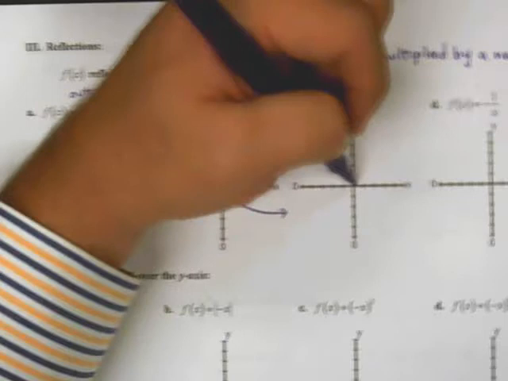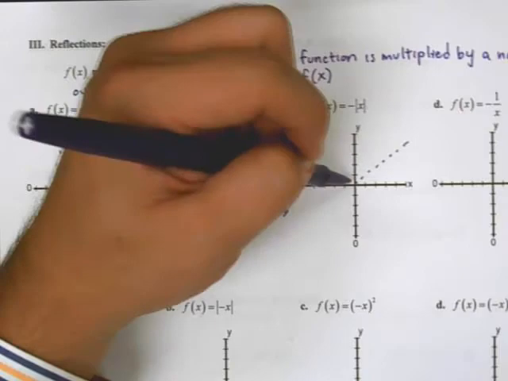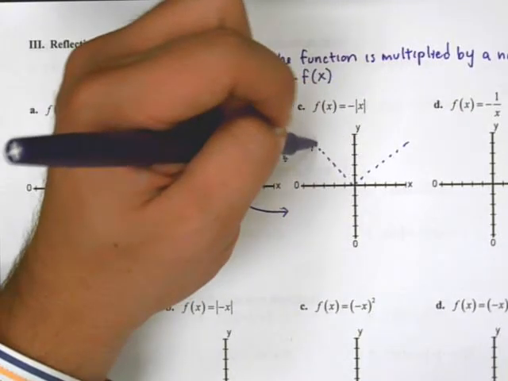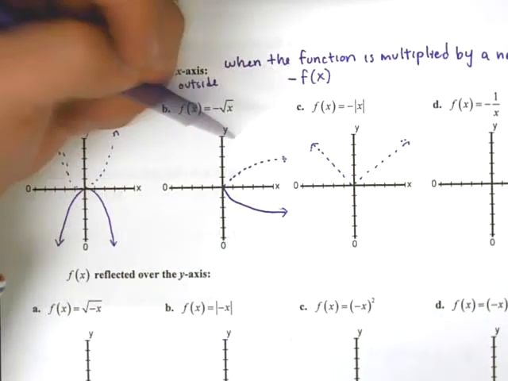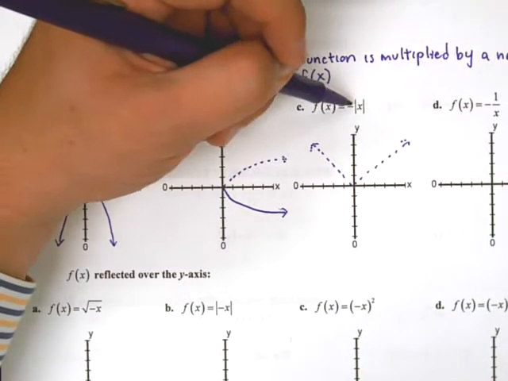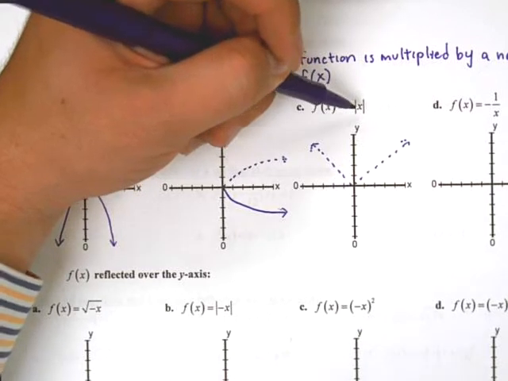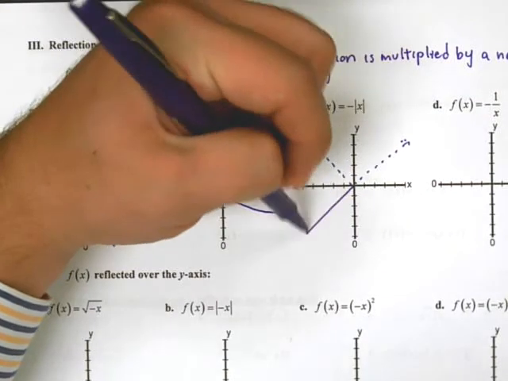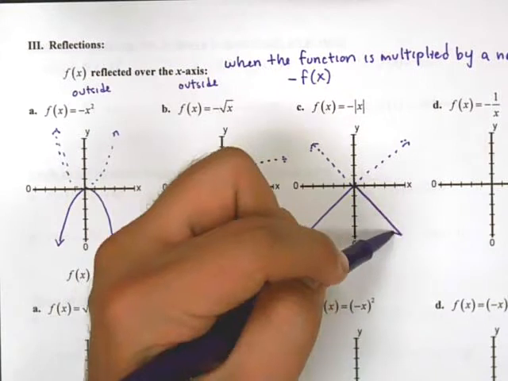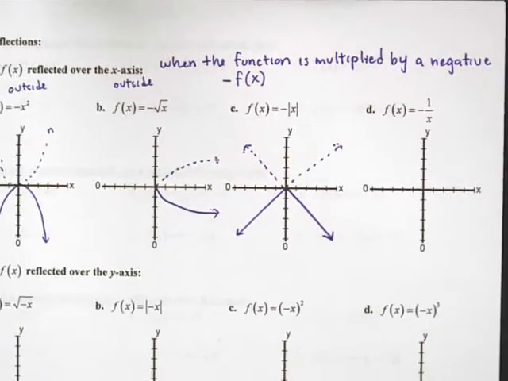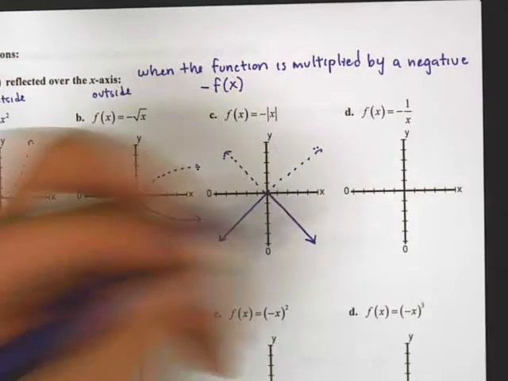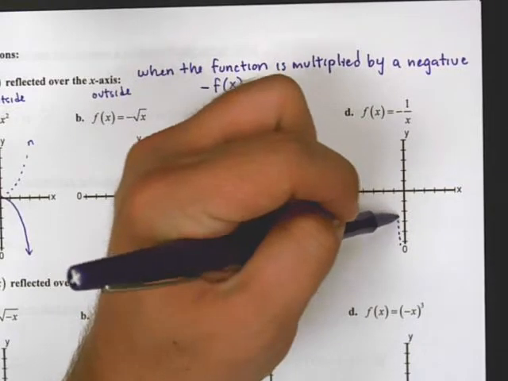Absolute value works the same. I could draw my original, not the best, but again, it gets the job done. Well, this one's going to flip over the x-axis because the negative is where? Outside of the absolute value bars. So boom and boom. And here we have a reciprocal. Reciprocal function would normally be one of these guys.